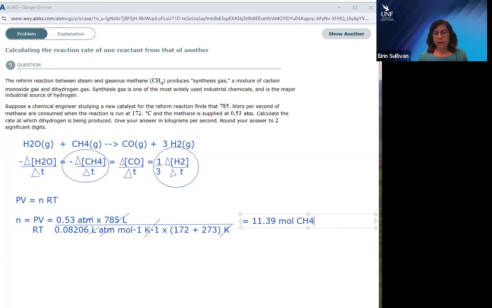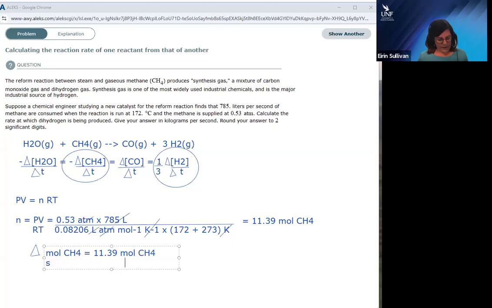Okay, so that is moles of methane per second. I can then take my relative rate expression, I only need these two bits. So my rate, my change of CH4 in terms of moles, I could rewrite that: the change in the number of moles of CH4 per unit time, which is just per second, moles of CH4 per second, is going to be 11.39 moles of CH4 per second.